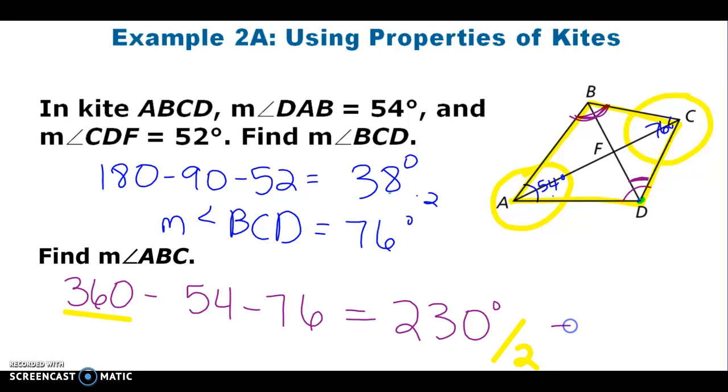Wait, I thought you said they weren't bisecting. They're not, but they're the exact same one. Our property of a kite tells us that the two wings are congruent. It's asking you what is A, B, C, which is that whole wing. Right? Angle A, B, C is this whole angle right here. So that whole wing is half of 230.